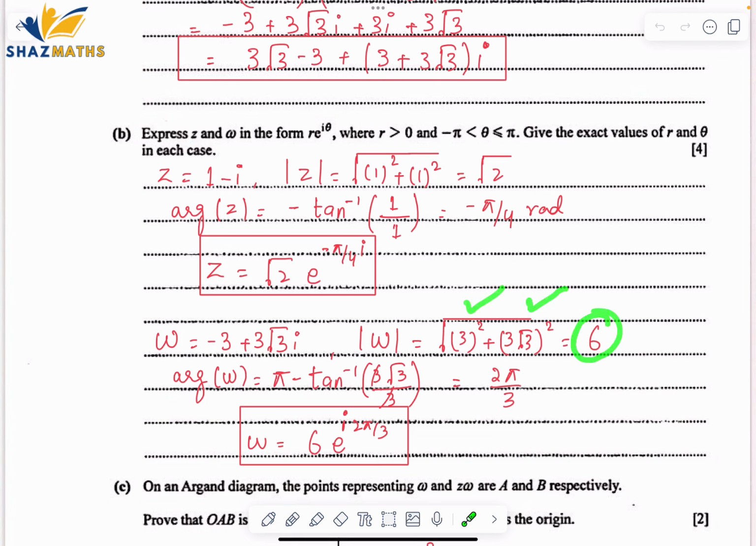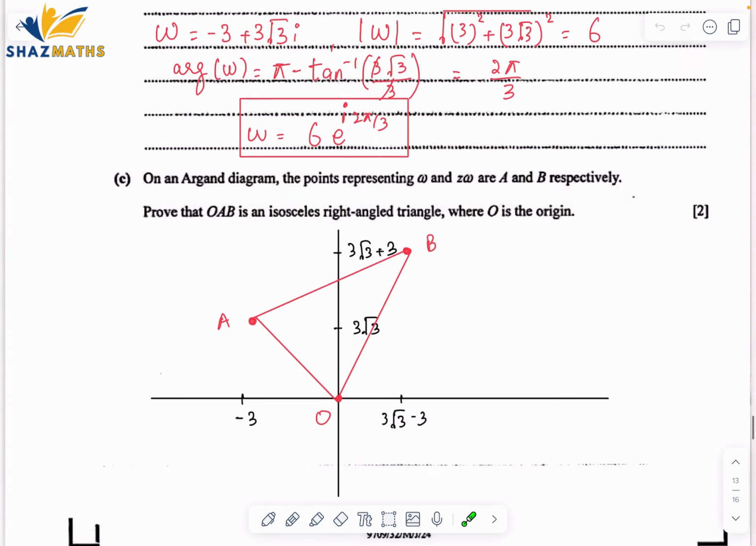For w, we'll take the modulus as the square root of 3 squared plus (3√3) squared, which will give you 6. In order to find the argument, it will be pi minus tan inverse of 3√3 by 3, which will give you 2 pi by 3. So this is your final requirement of w, which is 6e^(i2π/3).